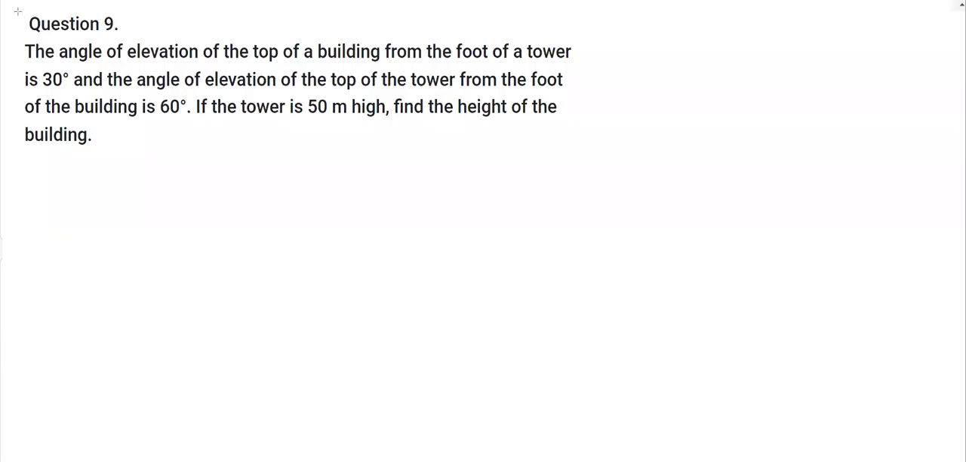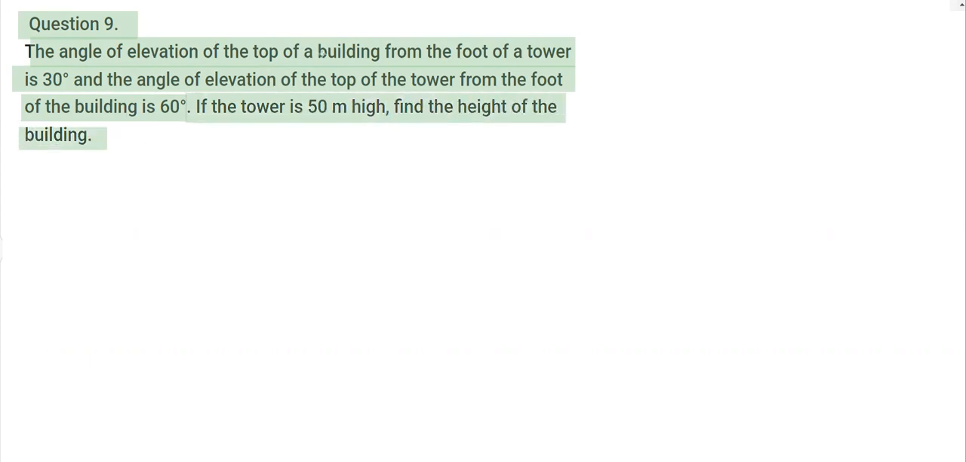Now we are on question number 9. It says the angle of elevation of the top of a building from the foot of a tower is 30 degree, and the angle of elevation of the top of the tower from the foot of the building is 60 degree. If the tower is 50-meter high, we have to find the height of the building.